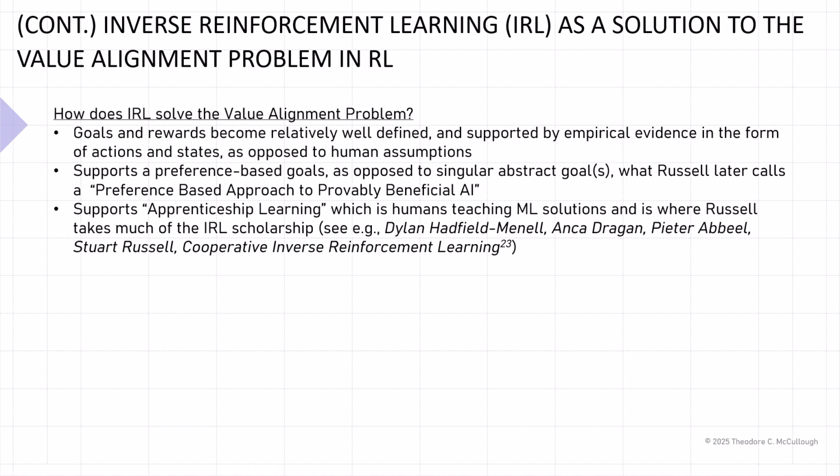So how does inverse reinforcement learning solve the value alignment problem? Well, goals and rewards become relatively well-defined and are supported by empirical evidence in the form of actions and states, as opposed to being based upon human assumptions a priori. Further, IRL supports a preference-based approach to goals as opposed to singular abstract goals, and what Russell later calls a preference-based approach to provably beneficial AI. Further, IRL supports apprenticeship learning, where humans teach machine learning models. This is where Russell really takes much of the IRL scholarship after the publication of this article.